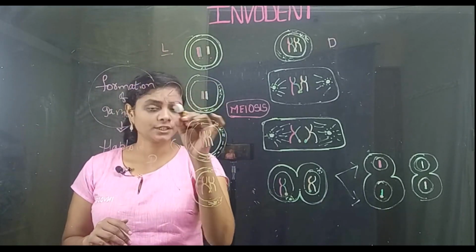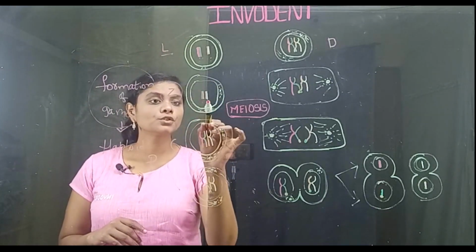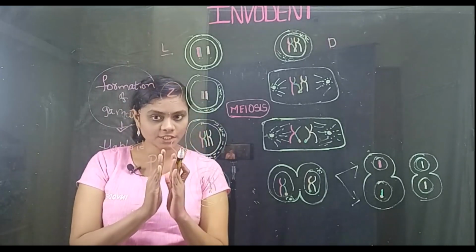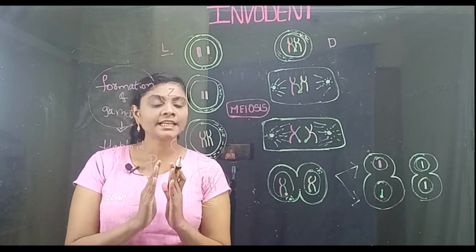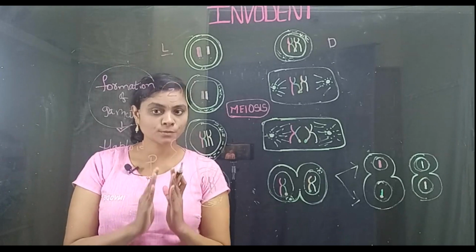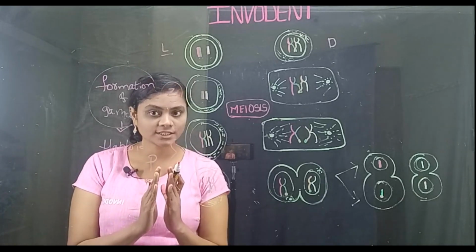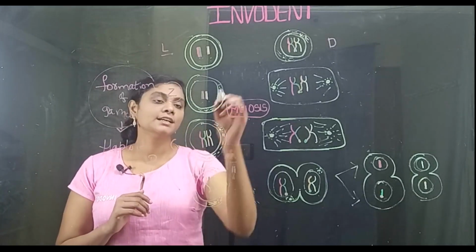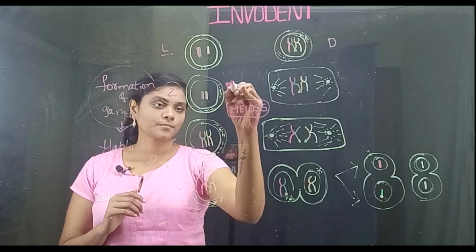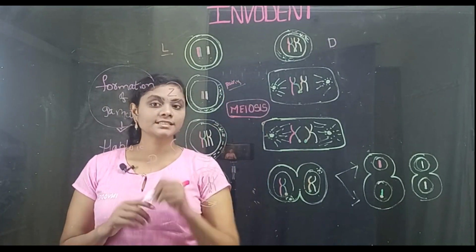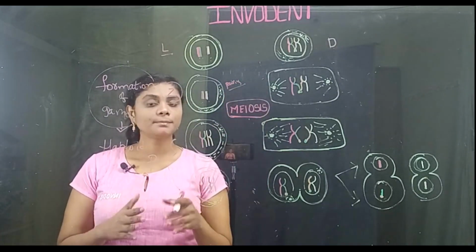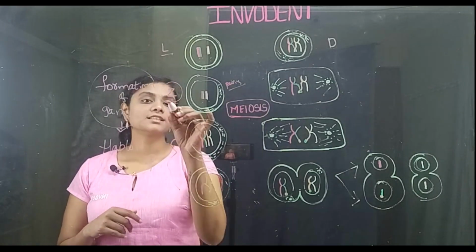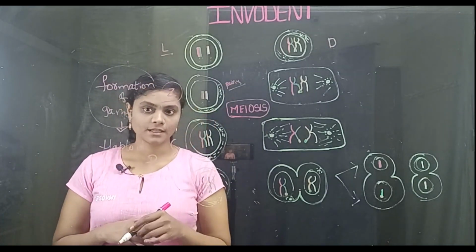When it goes to zygotene phase, the chromosomes will come parallel to each other. This pairing up of the two chromosomes and coming close to each other is known as pairing. So this is the pairing. This pairing is seen in zygotene phase.